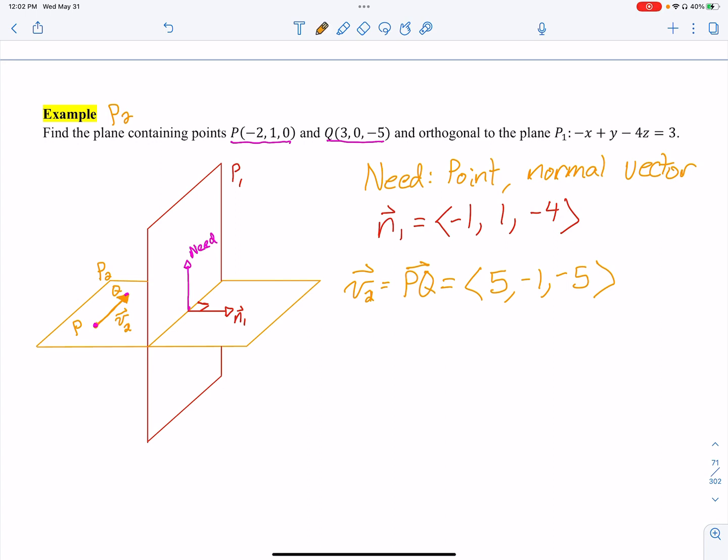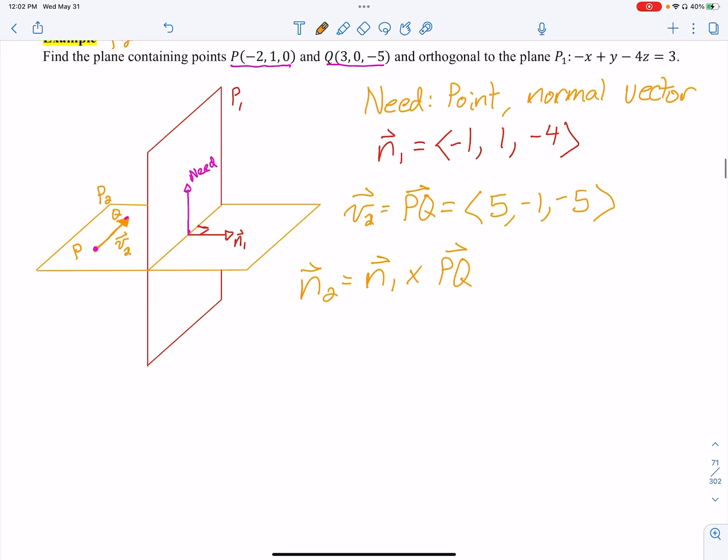All right, so to find the normal for plane 2, it's going to be the cross product of the normal from plane 1 with PQ. Notice that if I take N1, look at our picture, N1 and PQ, and I cross those, I get that pink vector, right? That orthogonal vector that I'm looking for. All right, so let's do so. All right, I, J, K. All right, I got -1, 1, -4. I got 5, -1, -5.